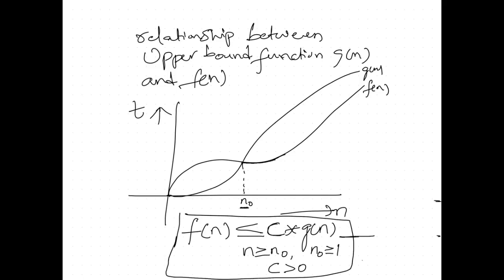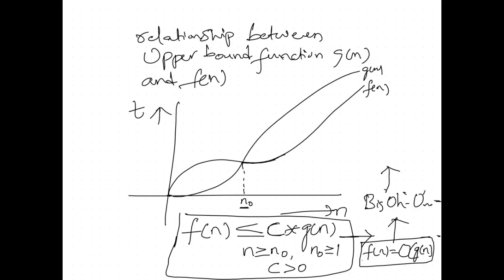This particular relationship is also written as f of n is equal to big O of g of n, which is also called big O notation. Now this big O notation represents the worst case time complexity of an algorithm, right?